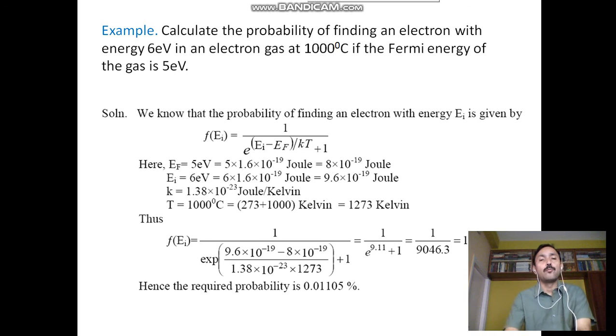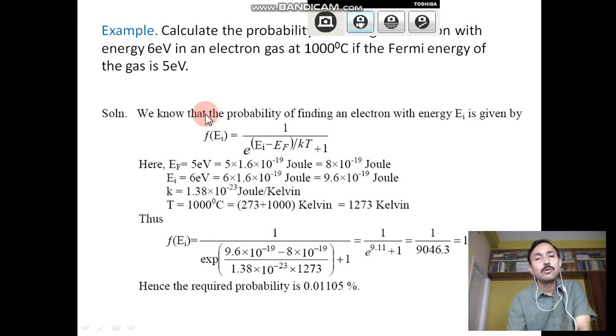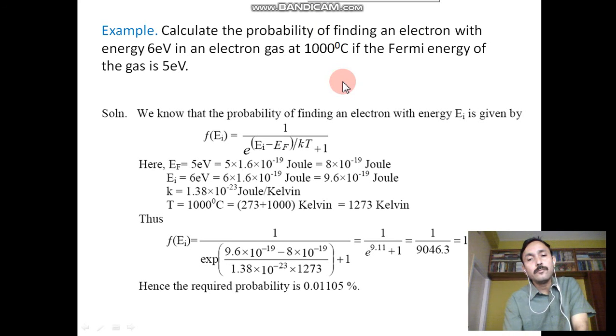So the probability formula is Fe equals 1 by e to the power (E minus EF) by KT, plus 1. Here we know the value is 1 electron volt. 1 electron volt means 1.6 × 10^-19 joule, and the value of K is 1.38 × 10^-23 joule per Kelvin. Temperature, already discussed, is 1273 Kelvin.